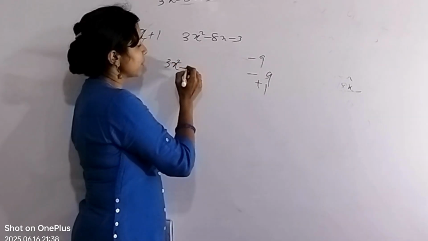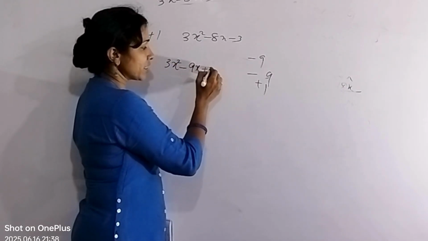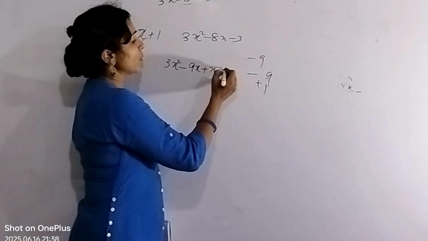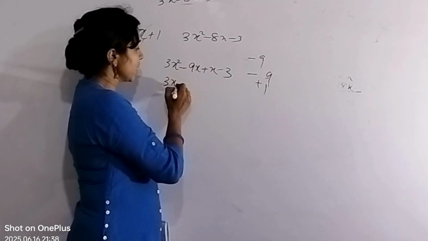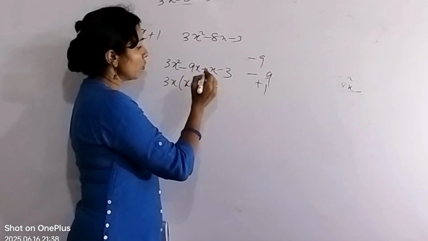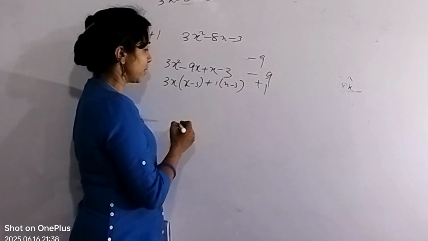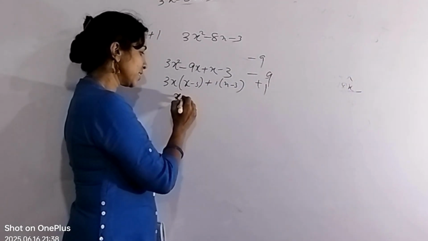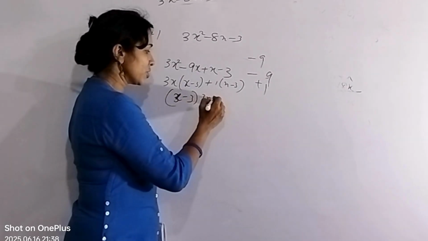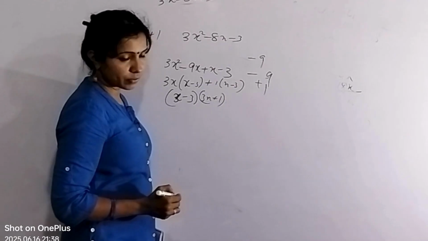So 3x square, I'm splitting this minus 8x as minus 9x plus x, minus 3. Now taking 3x outside, x minus 3 here. For adjusting, 1 into x minus 3, no need of adjustment. So taking x minus 3 outside, 3x plus 1 is my other factor.